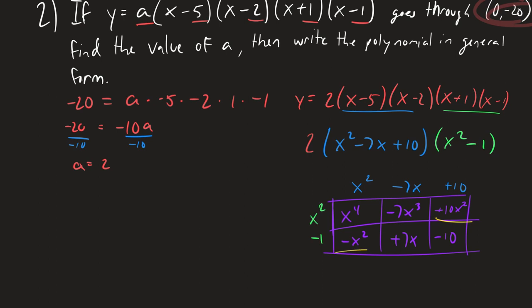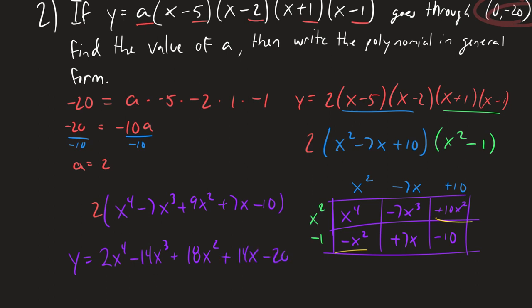So over here in the parentheses, I'm going to come to the left side. So in parentheses, I have x to the 4th. I have negative 7x cubes. I have 10x squareds minus 1x squared, so that's 9x squareds. I have 7x's and minus 10. And then on the outside of that, I got a 2. So I'm just going to distribute the 2. That's easy peasy. So 2x to the 4th minus 14x cubed plus 18x squared plus 14x minus 20. So there's our equation in general form.